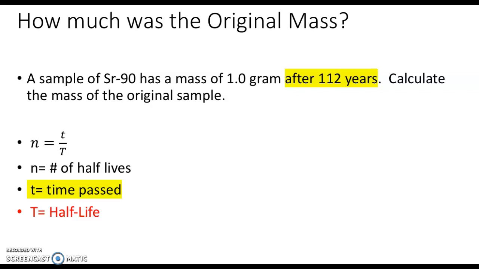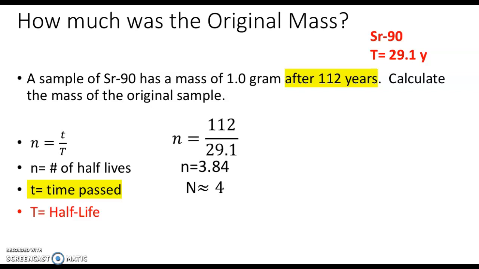Now, reading the problem, I don't see a half-life. I don't see anyone saying what the half-life is. So I'm going to go to table N or I'm going to have to calculate it. Let's look at table N before we calculate. Table N will tell us that Sr-90 has a half-life of 29.1 years. Now that I have my big T and my little t, I'm going to plug it directly back into the formula. I don't know what my N value is. My little t is 112 divided by 29.1, the information I got from the reference table. That's going to give me N equals 3.84 approximately.